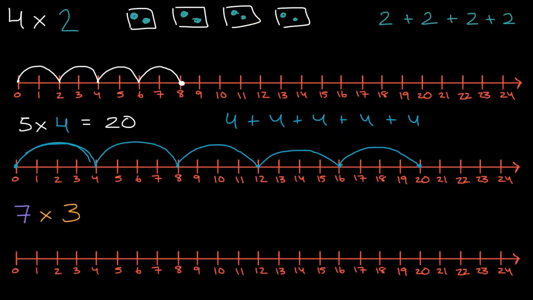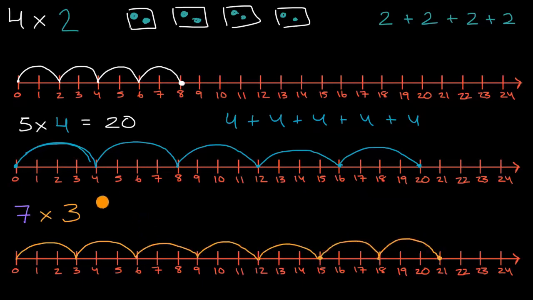Well, we could view that as 7 hops of 3 starting at 0, 7 equal hops. So 1, 2, 3, 4, 5, 6, and 7. We end up at 21. So this is equal to 21. You could also view this as we took 7 3s and added them together. And you could also view it as skip counting. We went from 0 to 3, 6, 9, 12, 15, 18, and 21.